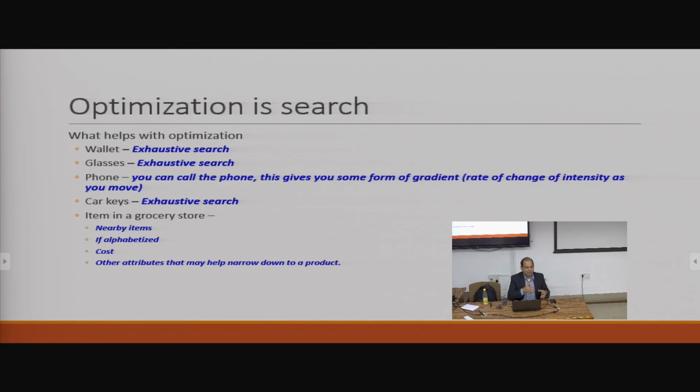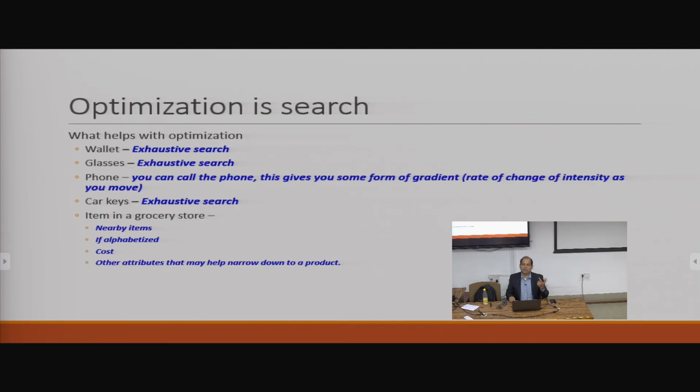You come up with a decent enough solution, look for it nearby. If things are alphabetized, I'm looking for something, and then I can see, oh, these things have been arranged in alphabetic order. I can then use that order to find something. So again, it's a gradient, right? Cost could be a constraint. You could say, I don't want to spend more than this, and then other attributes that may help narrow down a product, right? So again, we're trying to build intuition as to optimization is search.